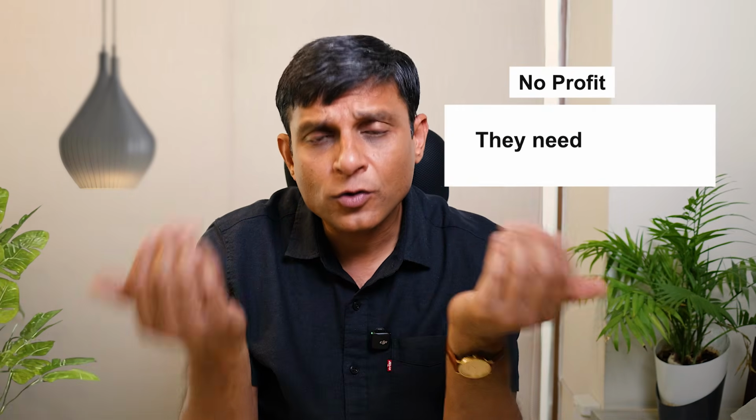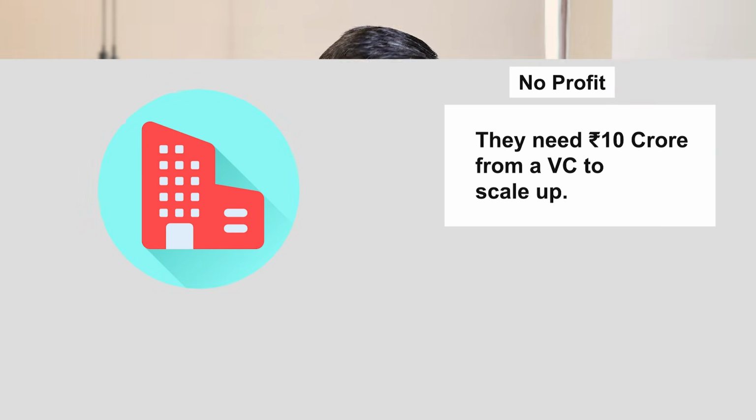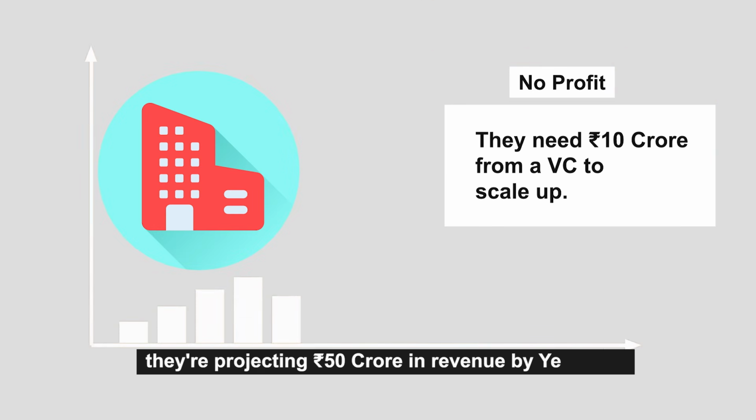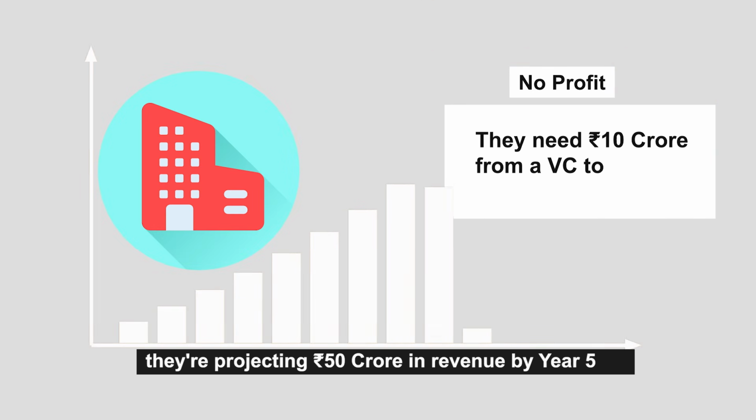Now, they are at a Series A stage, let's assume, and there is no profit. They need 10 crore rupees of funding from the VC to scale up, and they are projecting 50 crores of revenue by year 5. Okay, this is their projection. So they're assuming they would have 50 crores of revenue by year 5. Maybe the current revenue is very small or there is no revenue at all.